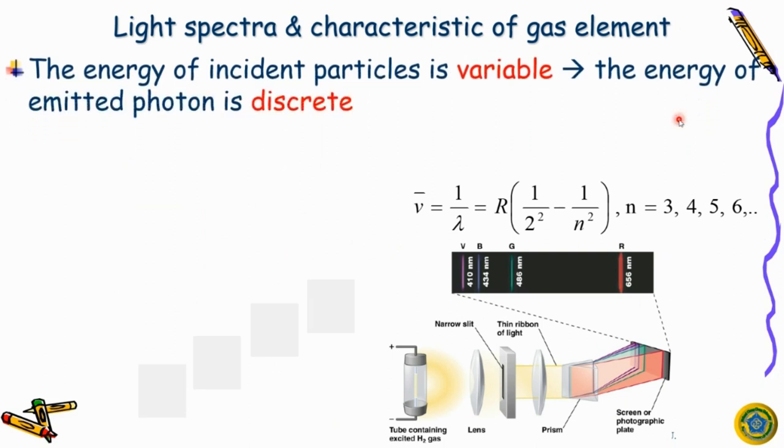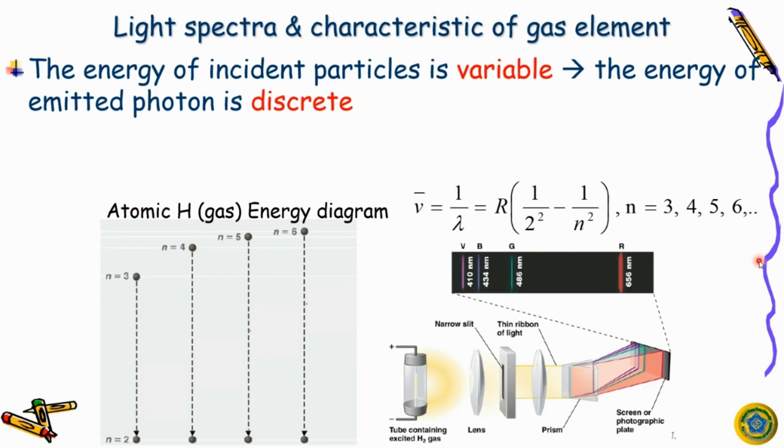Okay, so let me quickly summarize this. The characteristic of the gas element is that the energy of the injected particles is variable. You can change the energy here, and then the energy of the emitted photon is discrete. So this is continuous, this is discrete. So the color here is discrete, but you can change the voltage in the gas discharge tube. No matter how you change it, the color will remain the same.